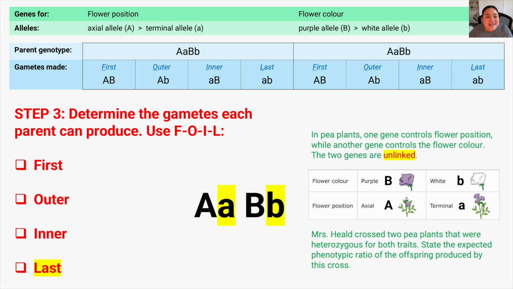And finally, L stands for last. The last allele of each gene goes into the fourth gamete. So that's the little a allele for gene A and the little b allele for gene B.